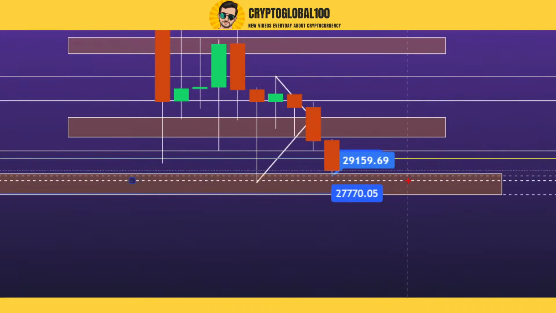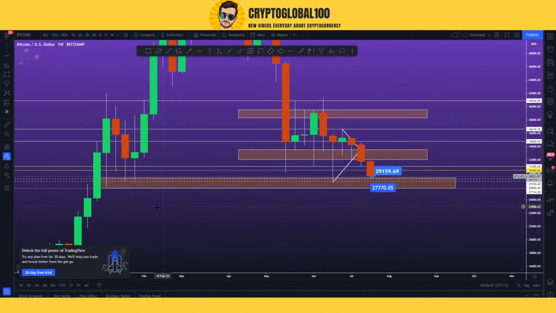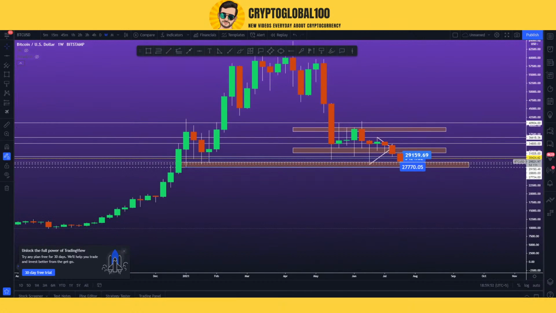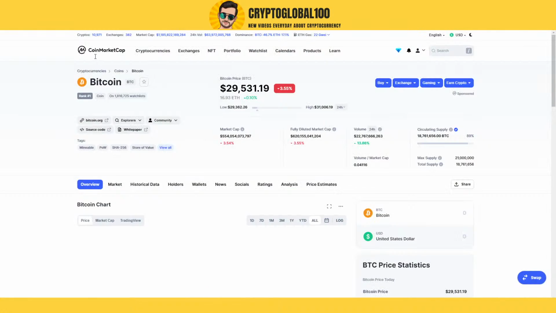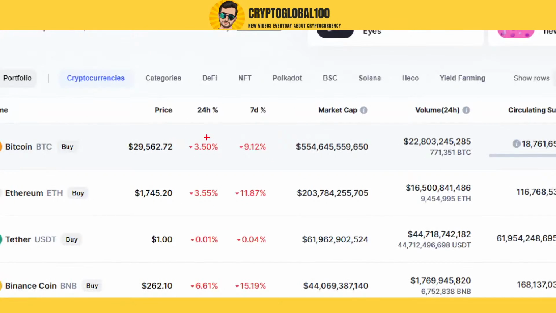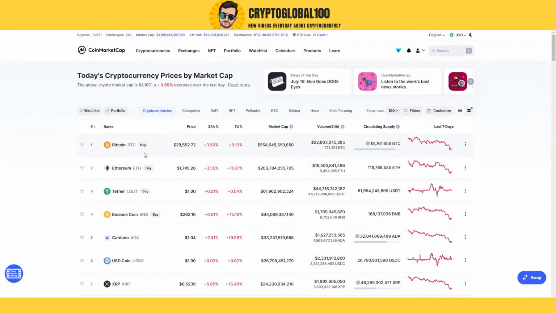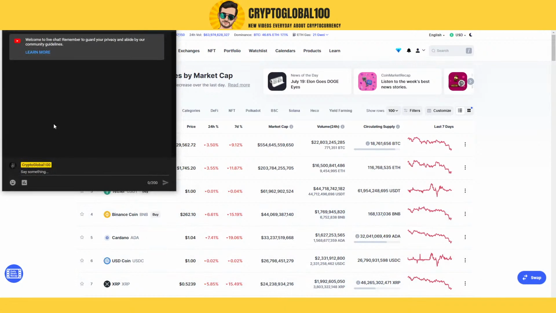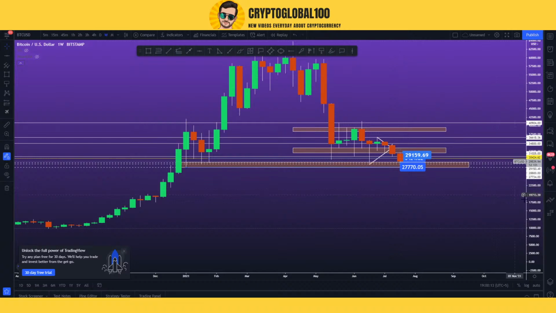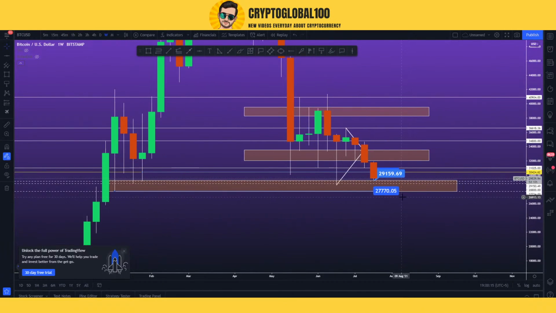It can go anywhere in between this zone, okay, anywhere in between this zone, because this zone is a demand zone. And BTC behaves, if I go to here, this is the CoinMarketCap. You can see here we saw a huge dump down today, 3.5%, which I predicted 2 days ago. Let me check, do you have any questions? Not yet. Okay, so we have Bitcoin, we have Ethereum. Okay, Bitcoin is going down to 27,000. This is what I think.